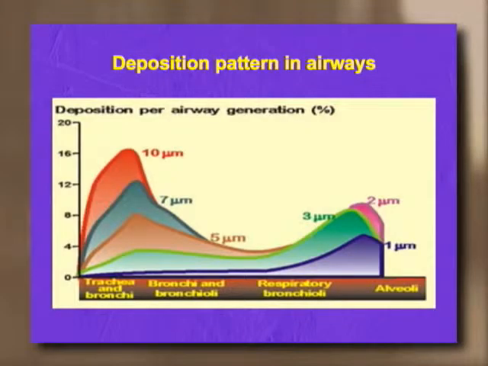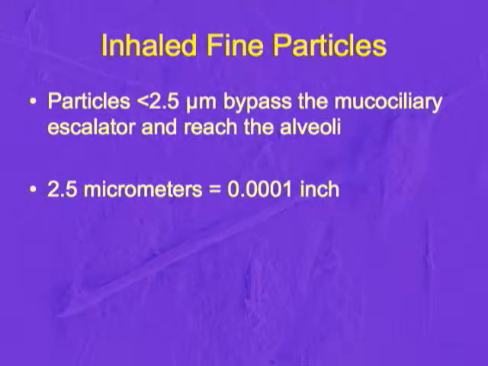So all the big stuff gets deposited in the upper lungs and gets carried away by the mucociliary escalator, but the small stuff ends up in the alveoli. Particles that are smaller than about 2.5 microns get past there and can be deposited in the deep lungs. 2.5 microns is actually 1/10,000th of an inch. That's a very tiny particle that makes it down to the alveoli.